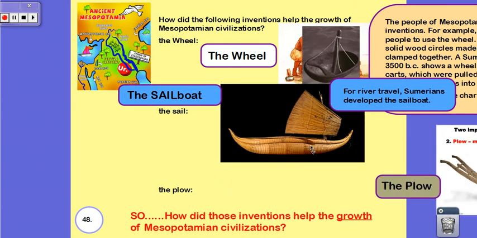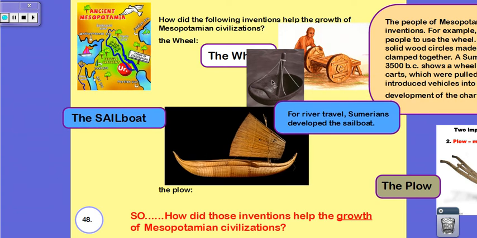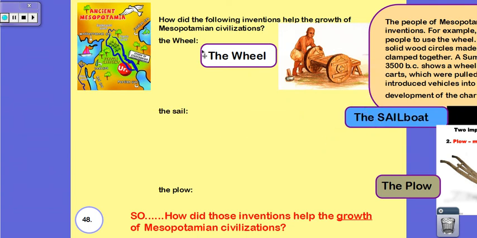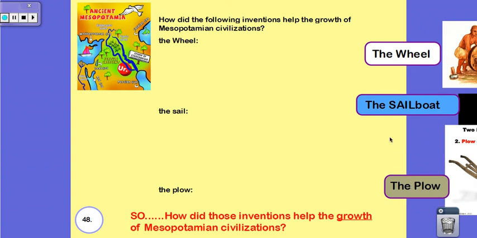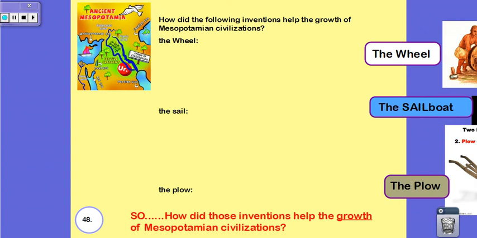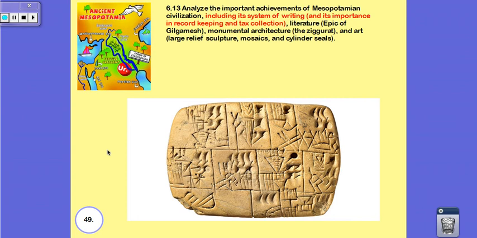And now I think you know from playing the game in class today that this is a Phoenician sailboat, which is kind of cool. And we saw this in the video today for the Sumerians. That was the Sumerian sailboat. All right, so you need to know the importance of those inventions and how they affected the growth of civilizations in Mesopotamia.